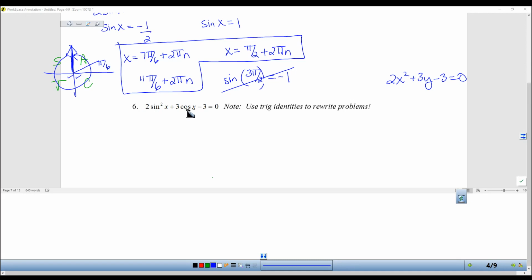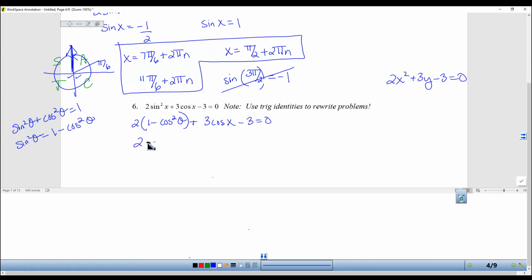Remember, you can never change a sine to a cosine or a cosine to a sine, but you can change a sine squared. So I'm going to use the identity sine squared theta plus cosine squared theta is equal to 1. So sine squared theta is equal to 1 minus cosine squared theta by subtracting cosine squared theta from both sides. And I put that little note in there. Use the trig to rewrite it.